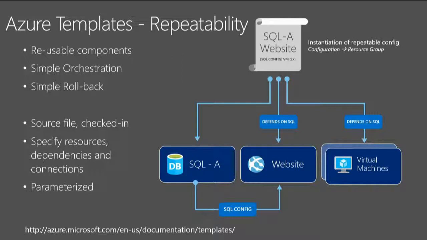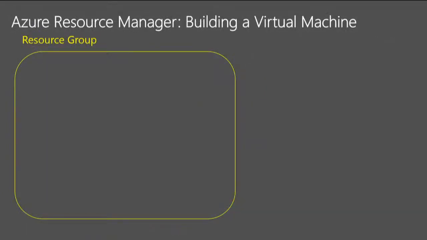A template is effectively a source code file, so you can have it checked in and you can have version control. And then within the template, with resources, you can specify specific dependencies and connections between them. So I will try and work through a very simple example of that. I say try because I've tried to make this as easy to follow as possible so that when you then look at a template, it actually makes sense.